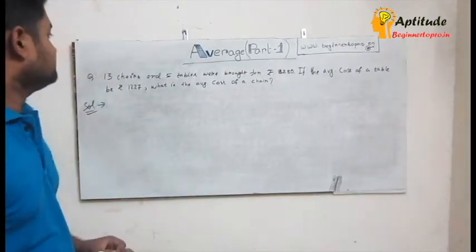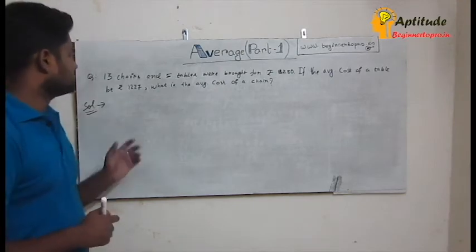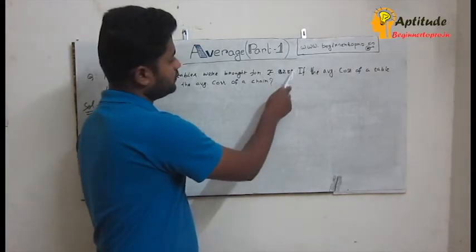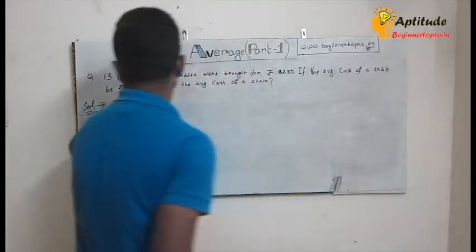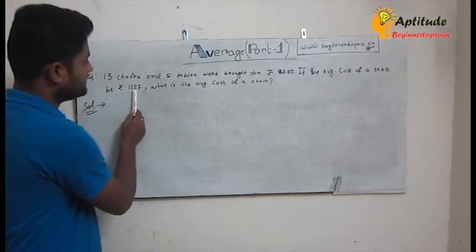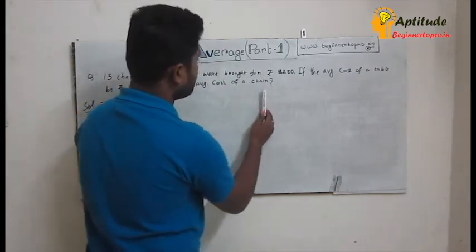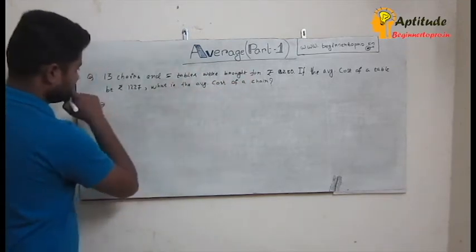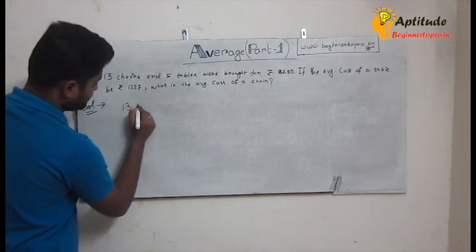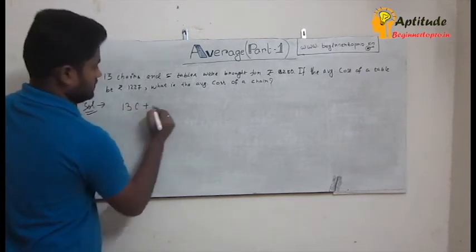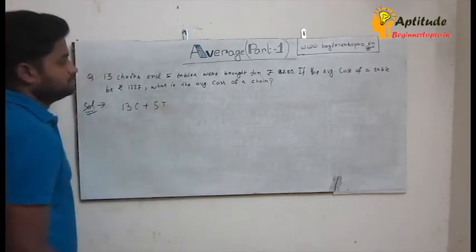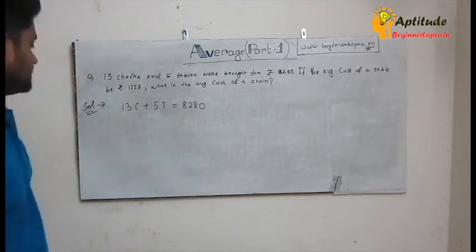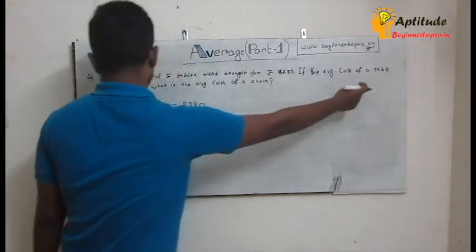Okay, now we will see another question. The question says 13 chairs and 5 tables were bought for rupees 8,280 with the average cost of a table being rupees 1,227. What is the average cost of a chair? See, according to the given question, we can say that 13 chairs and 5 tables cost 8,280.